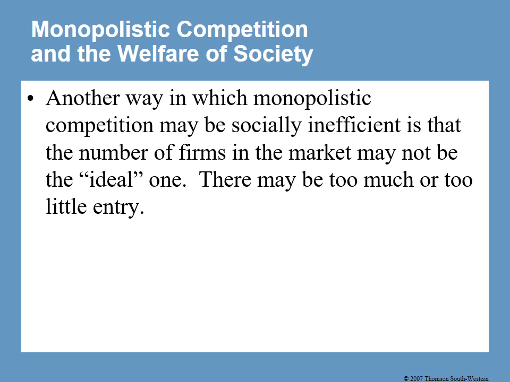So as we get close to wrapping it up here, another way in which monopolistic competition may be socially inefficient is that the number of firms in that market may not be the ideal amount. There may be too much or too little. There may simply be too many restaurants in one town, or there might be too few. There may be simply too many movies of the same genre in the movie theater, or there could be too few. So you might not have that ideal perfect amount.